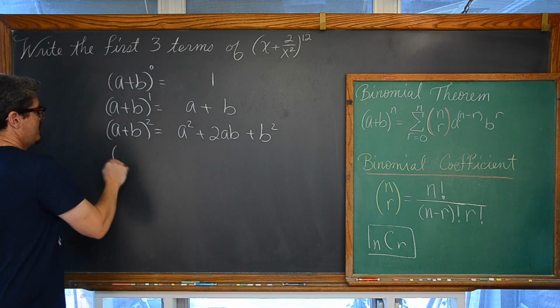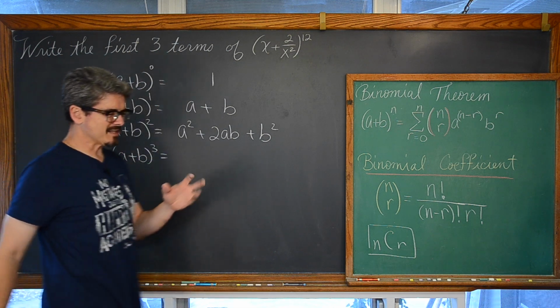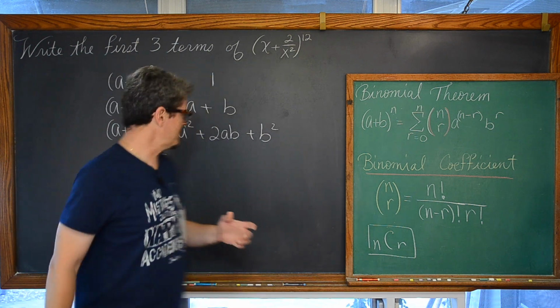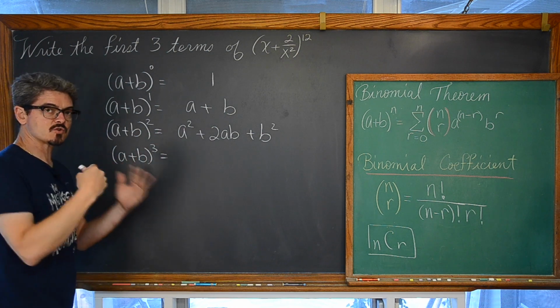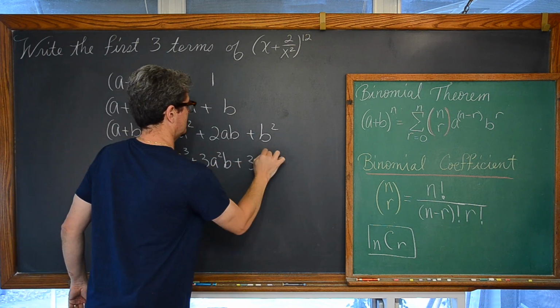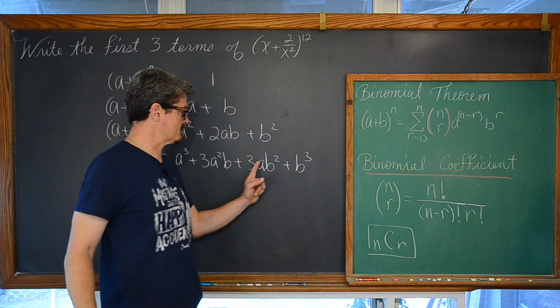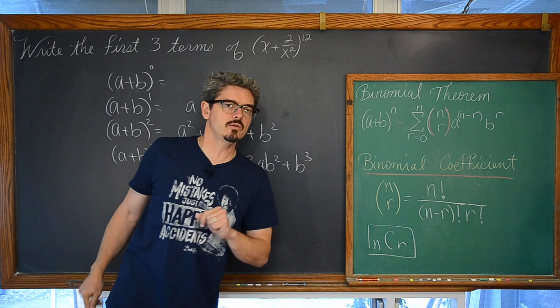If you then go, hey, what's a plus b to the third? Well, that's not a ridiculous amount of work. You could write this binomial 3 times and distribute it. When you get done, you'll have something that looks like this: a cubed plus 3a squared times b plus 3ab squared plus b cubed.